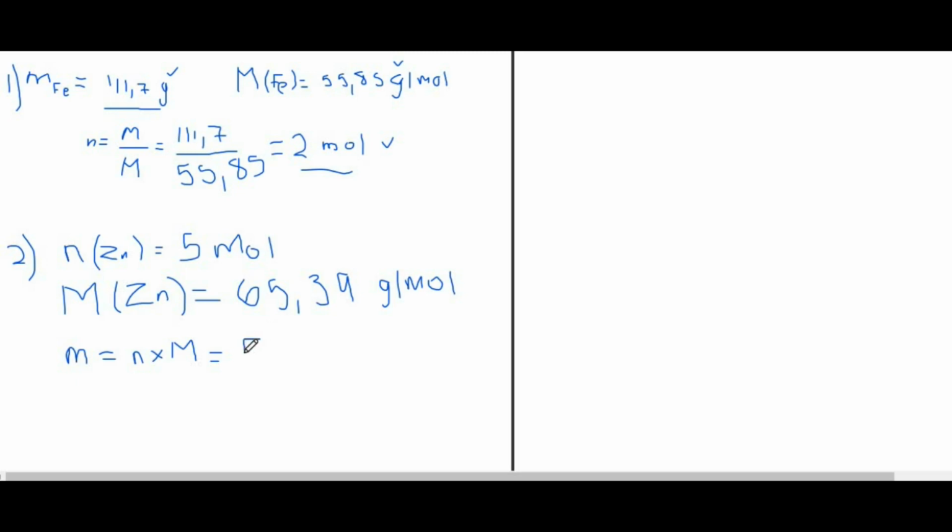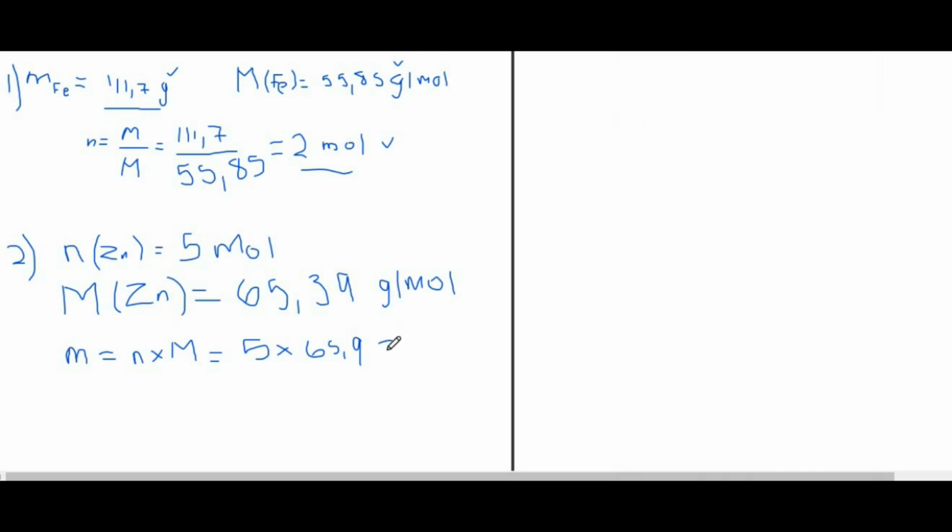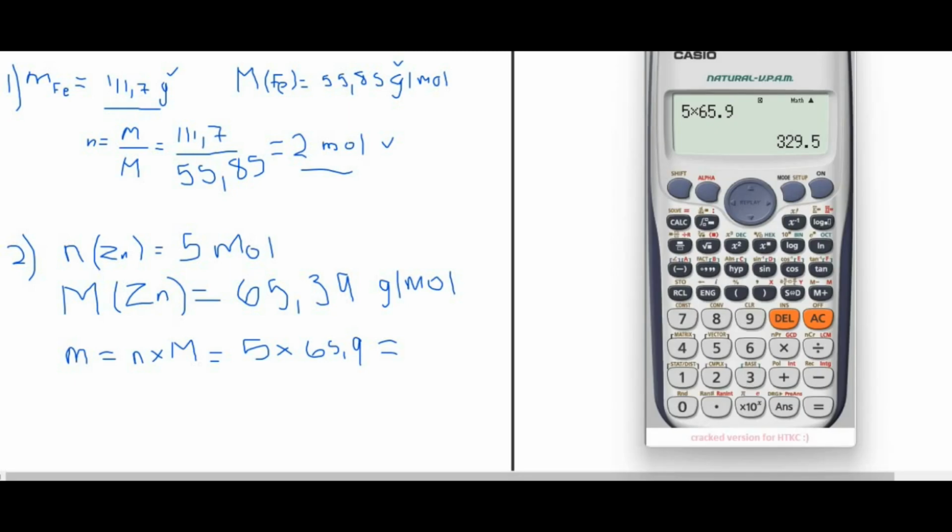So you say 5 multiplied by 65.39, right? And then we can put this whole expression on the calculator. Let me just clear this. So you have 5 multiplied by 65.9. Let's see how much that is. So you write that in decimal form. So how much is that? It is 329.